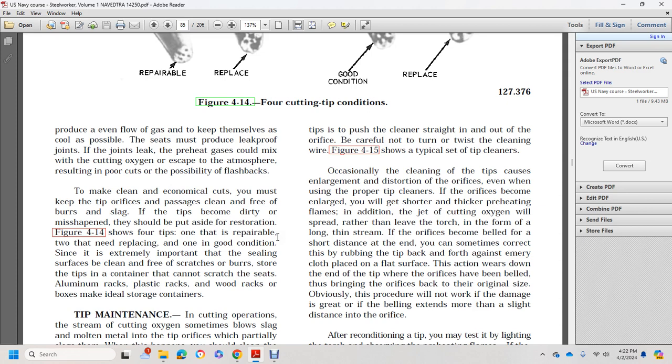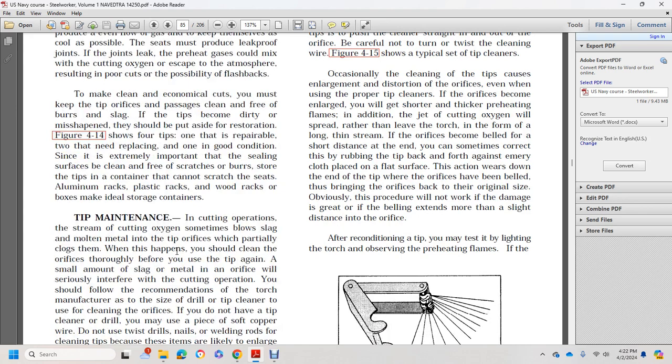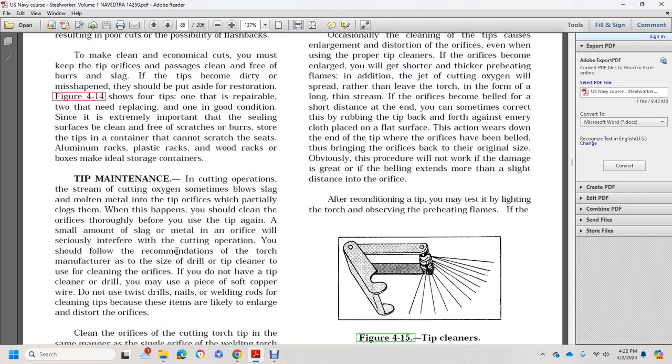Since it is extremely important, the sealing surface should be clean and free of scratches, burrs, and scars. Tips should be kept in a container that cannot scratch the seats. Aluminum racks, plastic racks, wood racks, and boxes are ideal storage containers. Tip maintenance: during the cutting operation, sometimes slag or molten metal partially clogs the tip orifice. As a habit, you should clean the orifice thoroughly before you use the tip again. A small amount of slag or metal in the orifices can seriously interfere with the cutting operation.